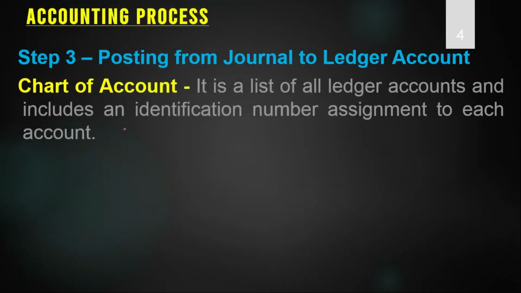The second thing is the chart of accounts. What is that? It is a list of all ledger accounts and includes an identification number assigned to each account. For each account there is some coding. For example, the coding is made in 3 digits. 101 may be the code for the cash account. Similarly, 102 can be the code for the inventories account. So in this way, there is a chart which shows the various accounts with their codes. This chart is called the chart of accounts.